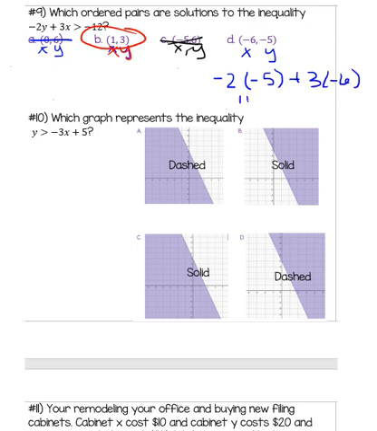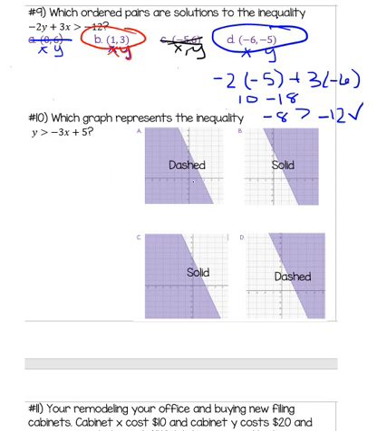So I end up with 10 minus 18, and I want to know if that's greater than negative 12. So I end up with negative 8. Is negative 8 greater than negative 12? Yes, it is. So D would also be a solution. So B and D are two of my solutions for number 9.